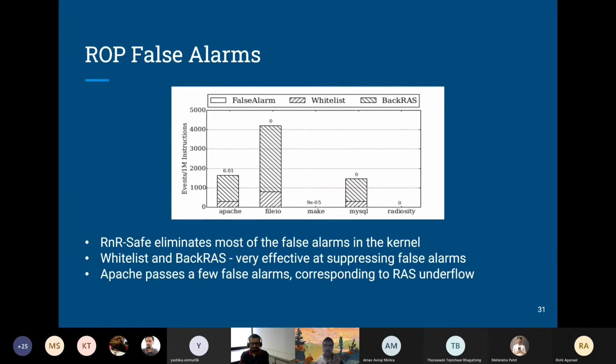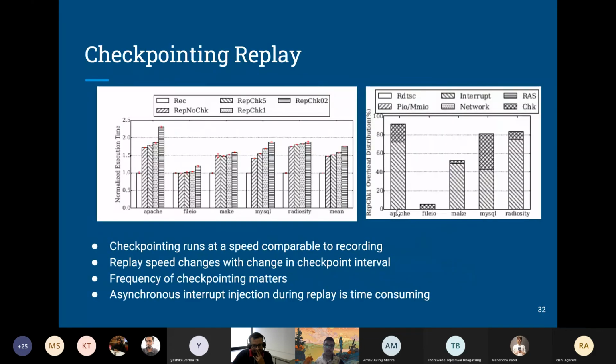What about false alarms? How many false alarms are there? If you look at this, there are some whitelists which have been handled. Some other things have been handled by this back RAS. False alarms are almost negligible, only a few for this Apache benchmark, which is mentioned at the top. And these few false alarms would then be passed on to the AR.